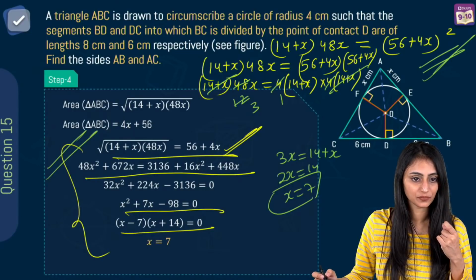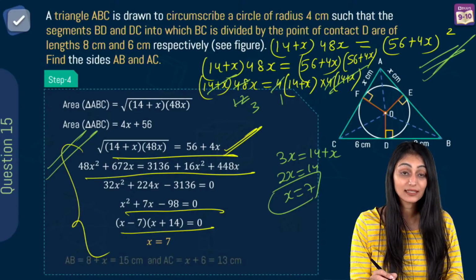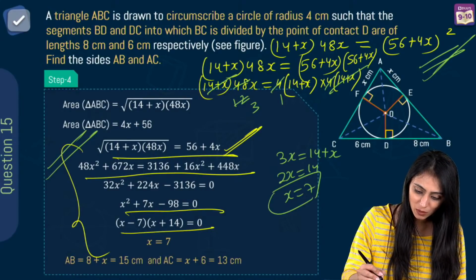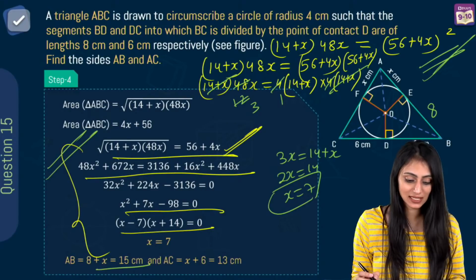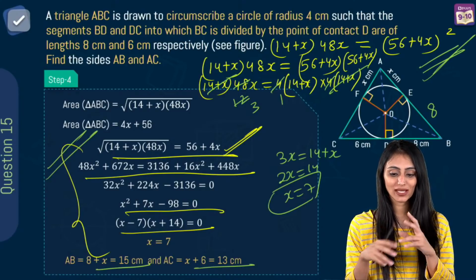Alright. So x is 7. Now I need the value of AB and AC. What was AB? AB was x plus 8. That means 15 centimeter. AC was x plus 6. That's 13 centimeter.